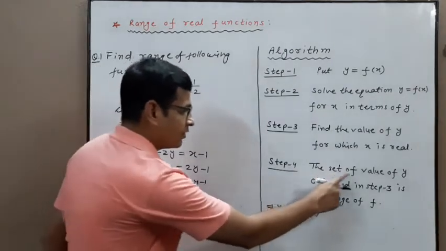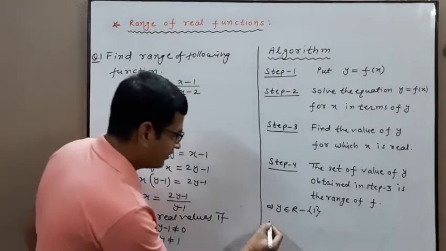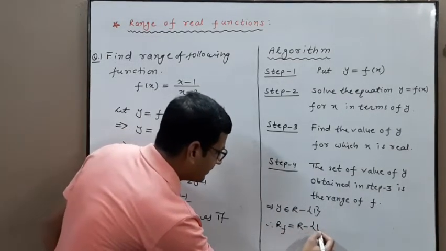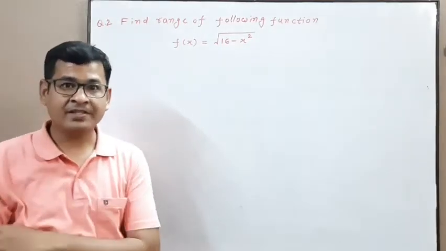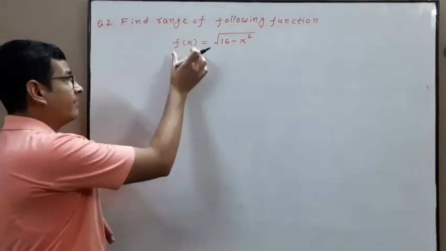Step 4, the set of values of y obtained in step 3 is the range of f. So therefore the range of f is equal to the set of real numbers minus 1. Next problem, find the range of the following function. f(x) equal to this.